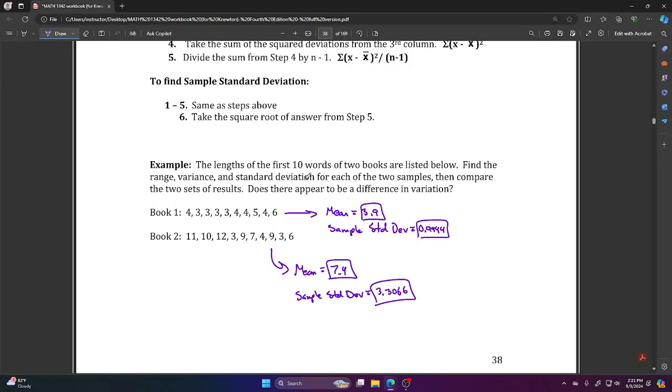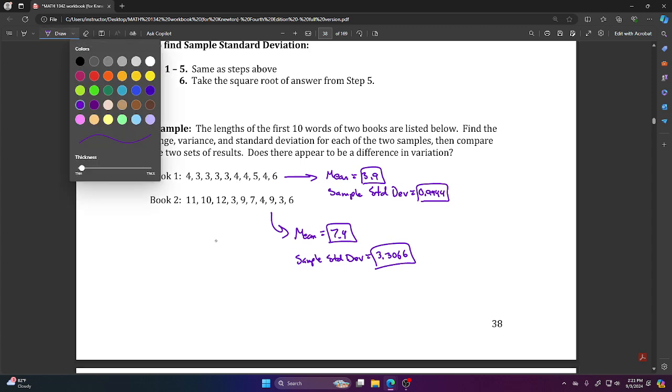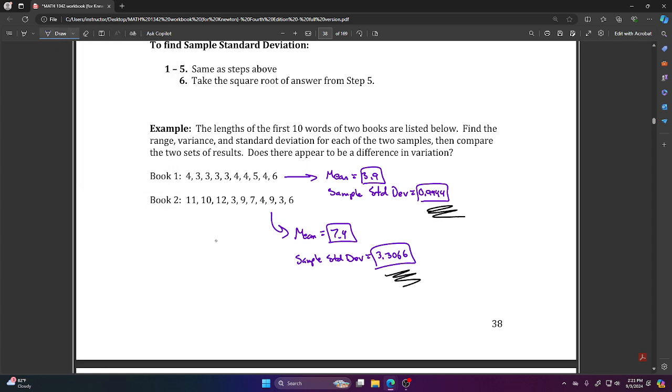Okay, so there's actually words with this problem. It says the length of the first 10 words of the book, and so on. So find all this stuff, which we basically did. And then it says, does there appear to be a difference in variation? Variation, variance, standard deviation. They're talking about the standard deviation, essentially. They're saying, is there a difference in these two numbers here? Yes.